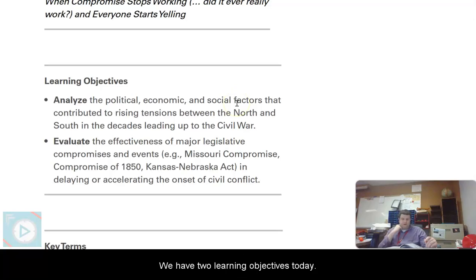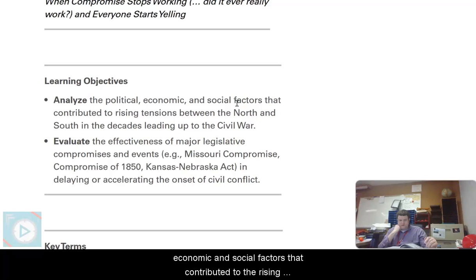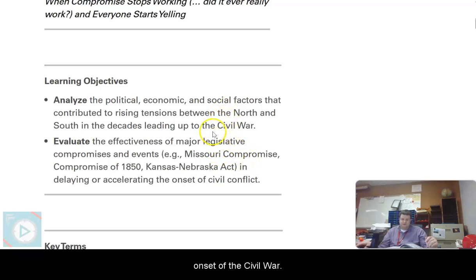We have two learning objectives today. One, we're going to analyze the political, economic, and social factors that contributed to the rising tensions between the North and the South in the decades leading up to the American Civil War. And two, we're going to evaluate the effectiveness of major legislative compromises and events. For example, the Missouri Compromise, Compromise of 1850, the Kansas-Nebraska Act, and how these delayed or perhaps accelerated the onset of the Civil War.